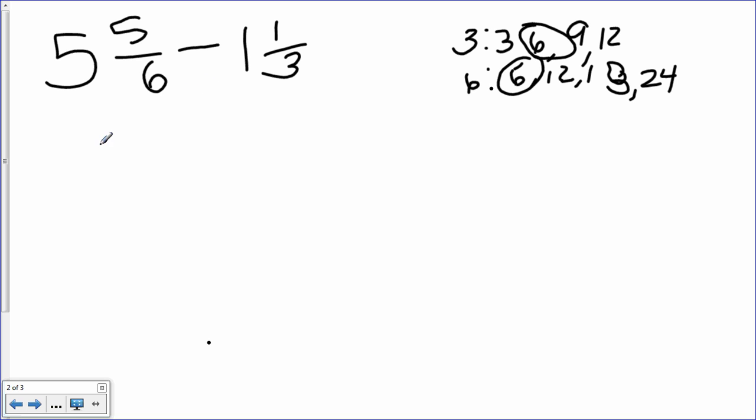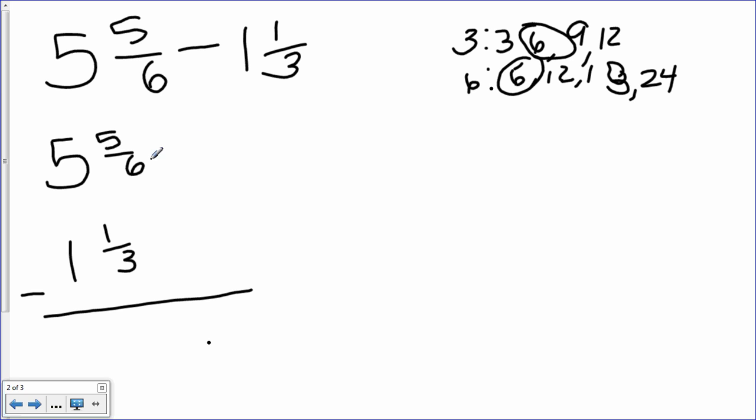So I'm going to start my steps over. And first thing I'm going to do is write it vertically. So I have 5 and 5 over 6. And I'm going to subtract 1 and 1 over 3. I don't need to do anything to the first one to change it because that already has 6 as a denominator. So I have 5 and 5 over 6.